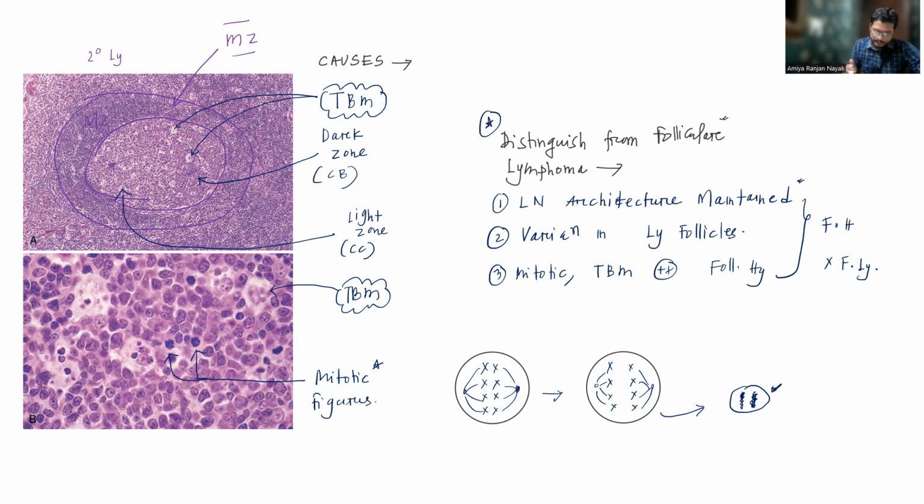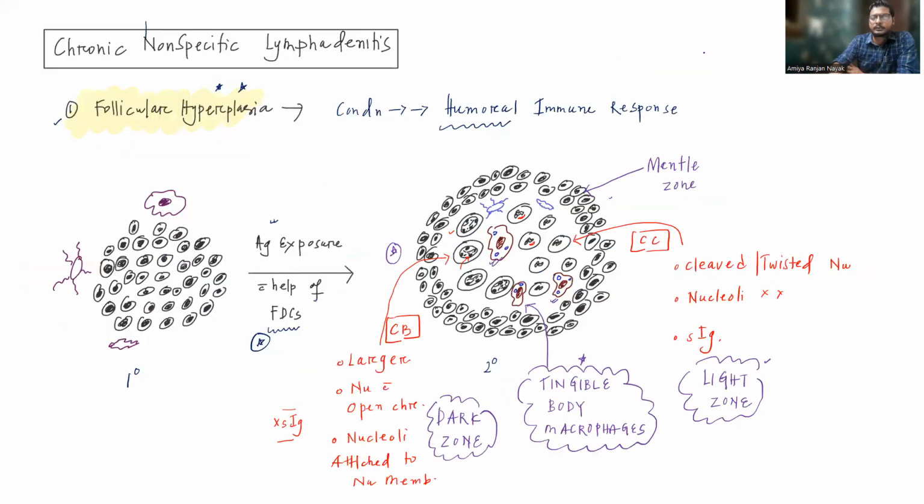So classical examples, if you want to remember, include rheumatoid arthritis, toxoplasmosis, and early HIV infection. So these are some of the important causes. Of course, there are so many other causes which can cause follicular hyperplasia. So this is all about follicular hyperplasia.